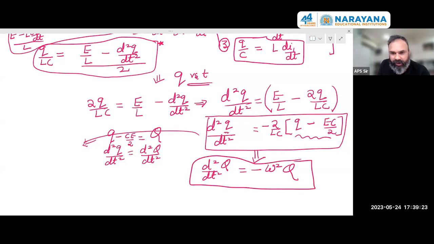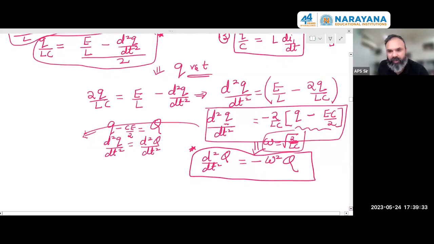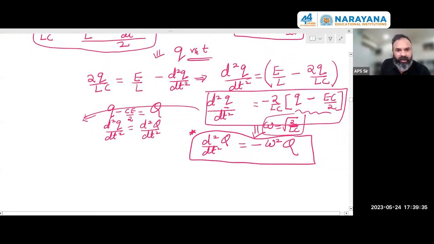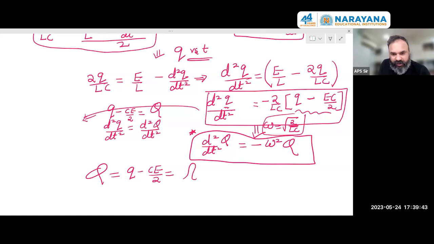Now we are ready with our solution because omega here becomes root of 2 by LC. That is a constant for me. And for this equation I can directly write the root. Remember, this capital Q was basically q minus CE by 2. So capital Q can be written as some constant, like the equation of SHM. So I'm writing the root for that: A sine omega t plus phi.